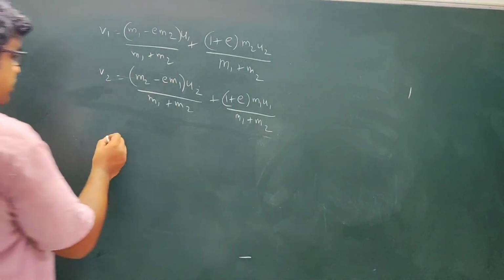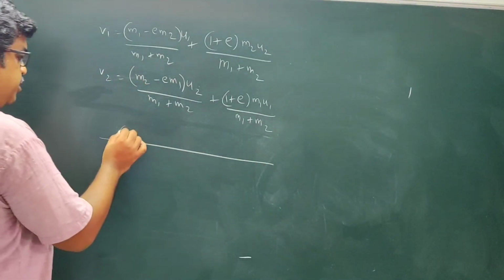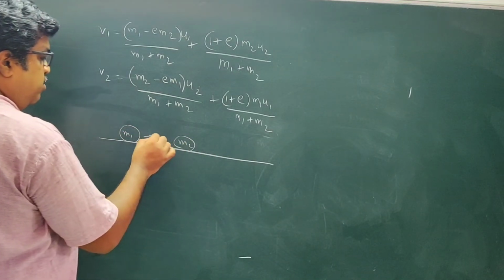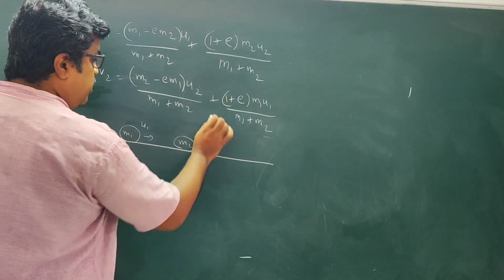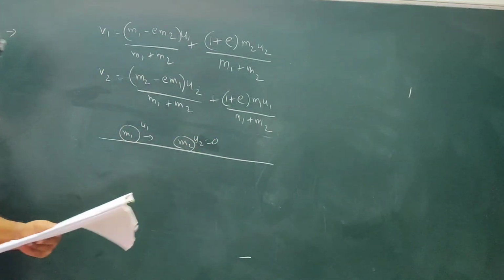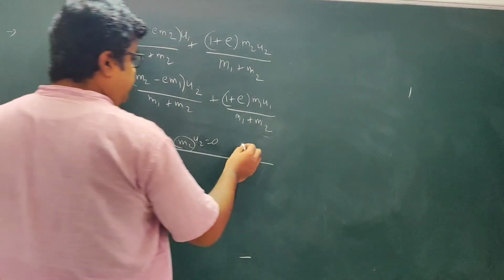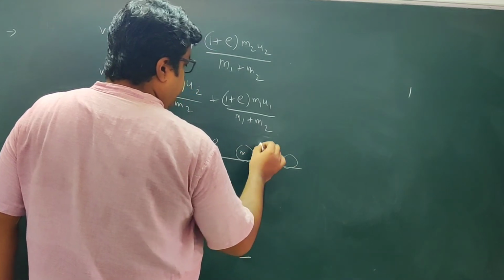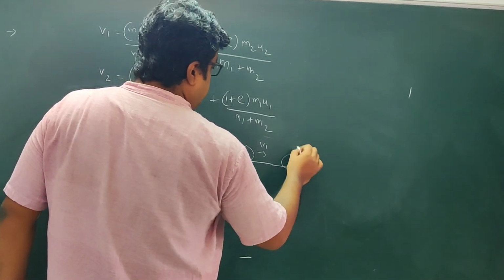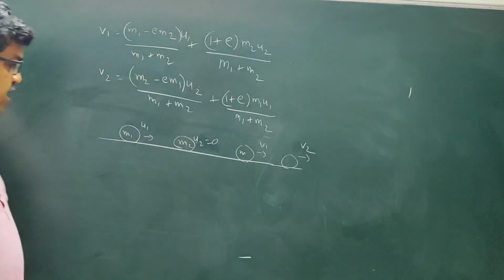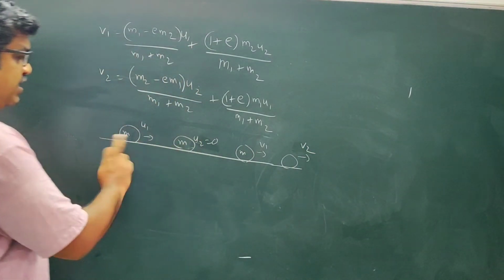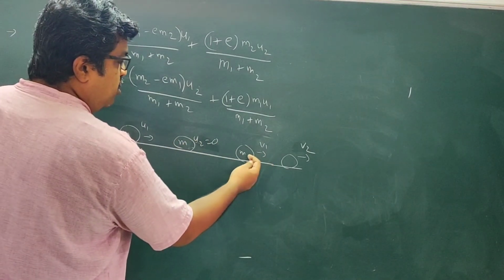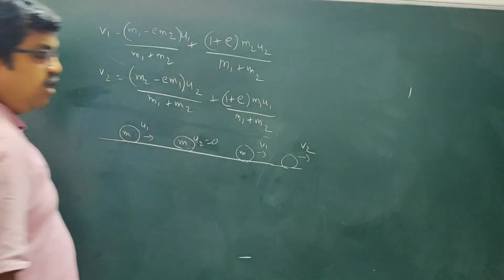Now suppose we have a special case wherein this is M1 and this is M2. M1 is moving with velocity u1 and M2 is at rest. Suppose u2 is equal to 0. And they undergo collision. After collision, this is moving with velocity v1, this is moving with velocity v2. Now let us simplify the case. Suppose they have identical mass. This is moving with velocity u1, this mass is at rest. After collision, this is moving with velocity v1, this is moving with velocity v2.